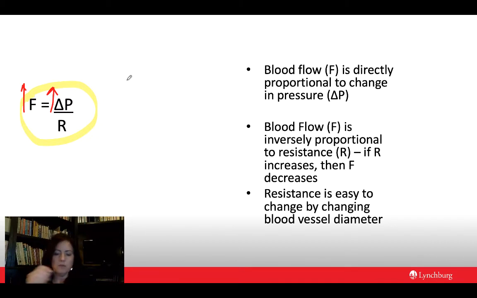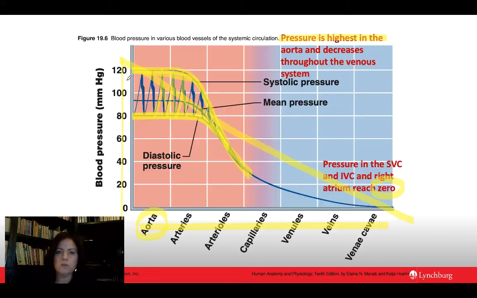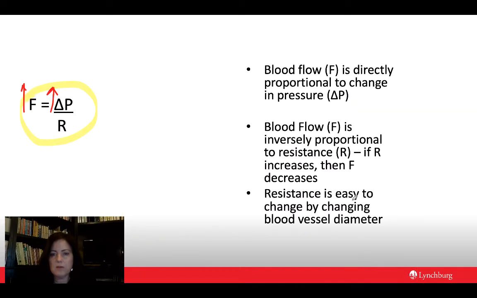So think change in pressure as steepness of the curve. If we look at the steepness of the curve through the arterial side of things, it can be very steep. So we have an increased pressure gradient. Whereas on the venous side of things, it's much less steep. In fact, it even goes out to a flat line here towards the end. So that's what we see there.